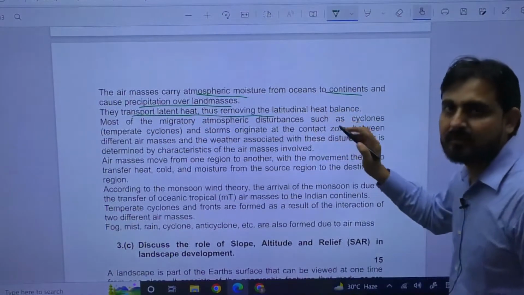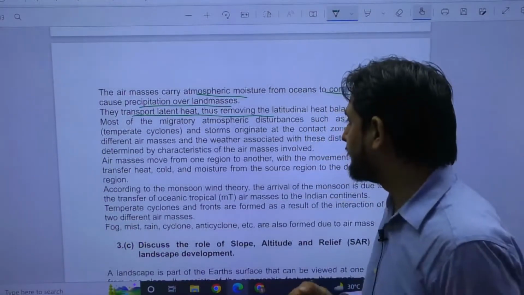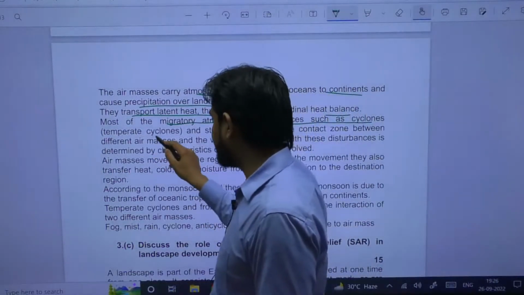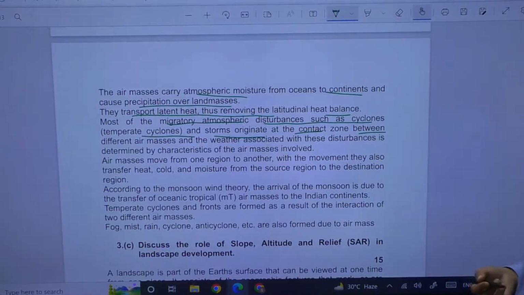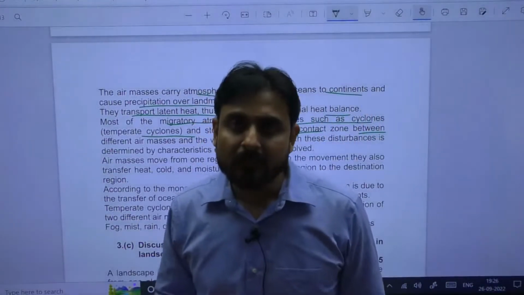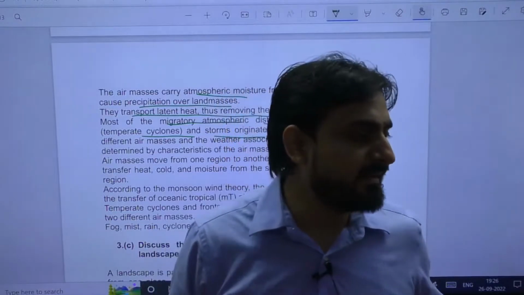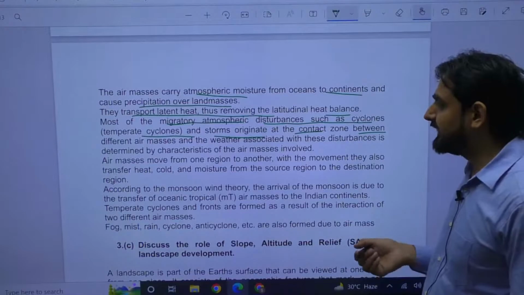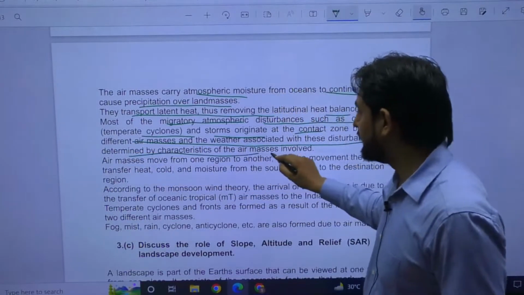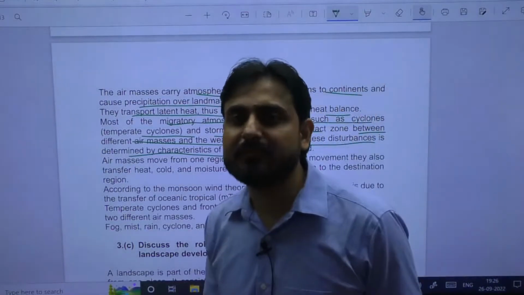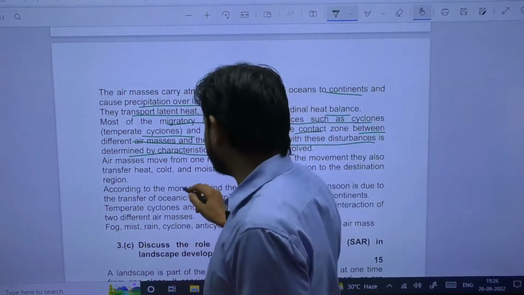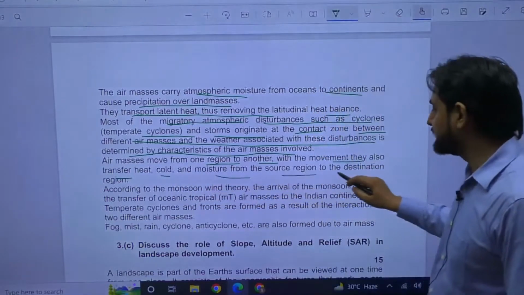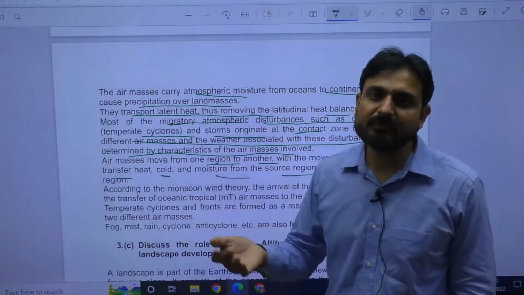They transport latent heat. They also manage the heat budget of the earth from one region to another. Most of the migratory atmospheric disturbances, such as cyclones, temperate cyclones and storms, originate in the contact zone when different fronts of air mass, air columns, meet each other. Then they can develop certain cyclonic or anticyclonic activities, depending on what kind of characteristics they receive from that particular area. Air masses move from one region to another. With the movement, they also transfer heat, cold, moisture, dryness, etc. from one region to another.